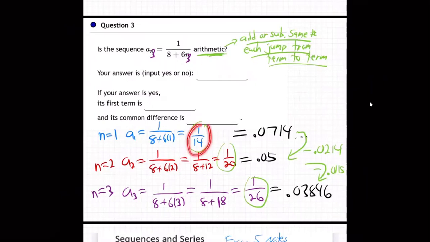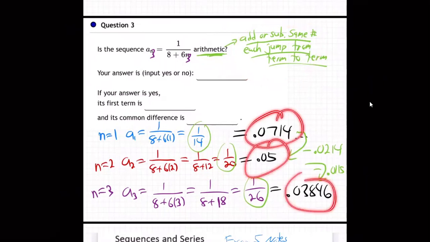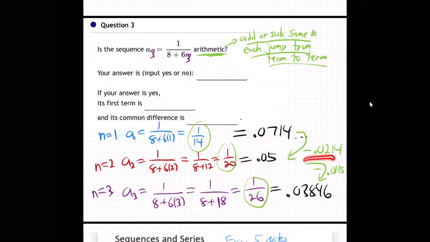You might be fooled when you're first looking at the fractions. Go, well, yeah, that goes up by 6, but yeah, that's in the denominator. That's not the same as the whole term going down or up by the same amount every time. Just because part of the term, the denominator part, does that, doesn't mean the whole term, right? We're trying to say a sequence is arithmetic if the whole term, from jump to jump, adds or subtracts the same number, same jump from term to term. So here's the whole term, the whole term, the whole term. No, the first one went down by 0.0214.